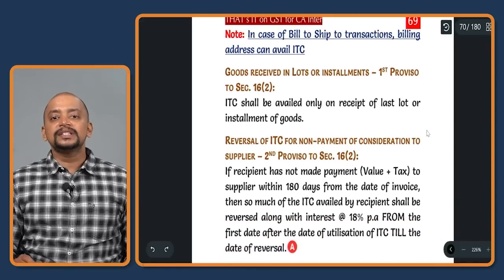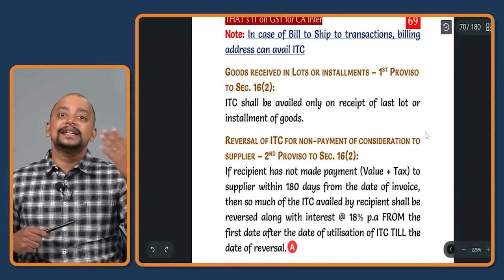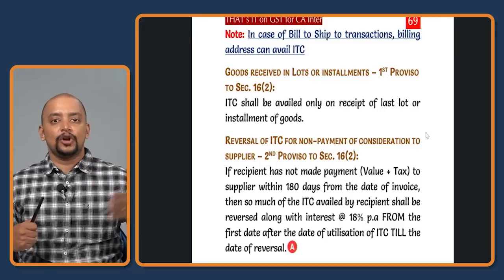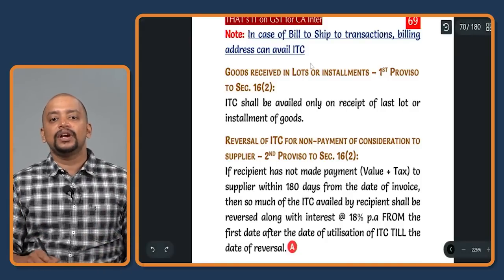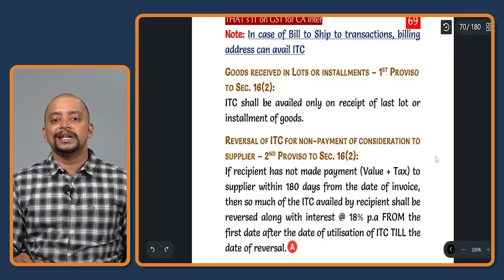Then goods received in lots or installments. So against a single invoice, when the goods are received in batches, lots, or installment, ITC can be availed only upon receipt of last lot or installment.